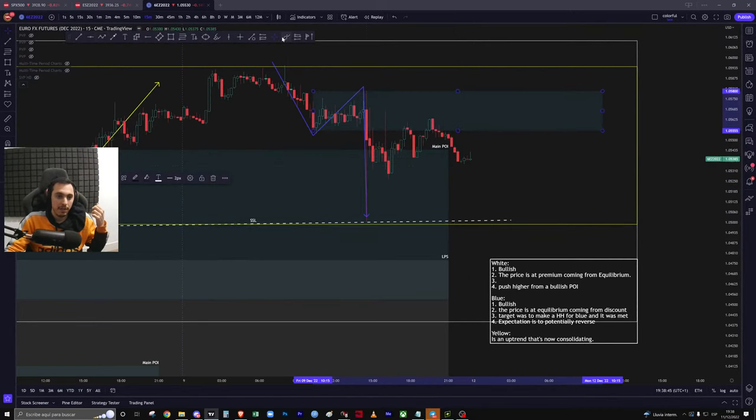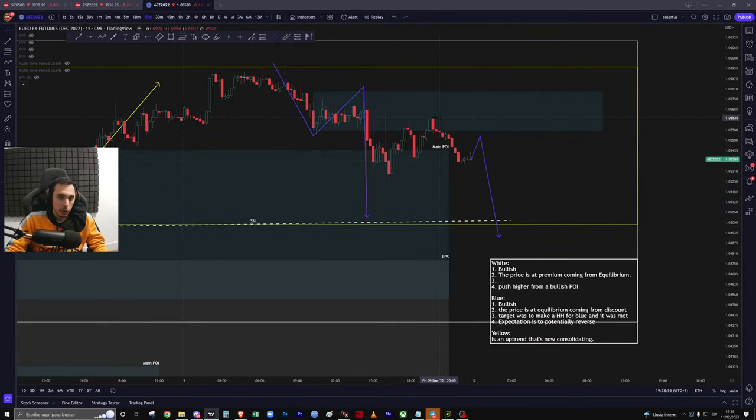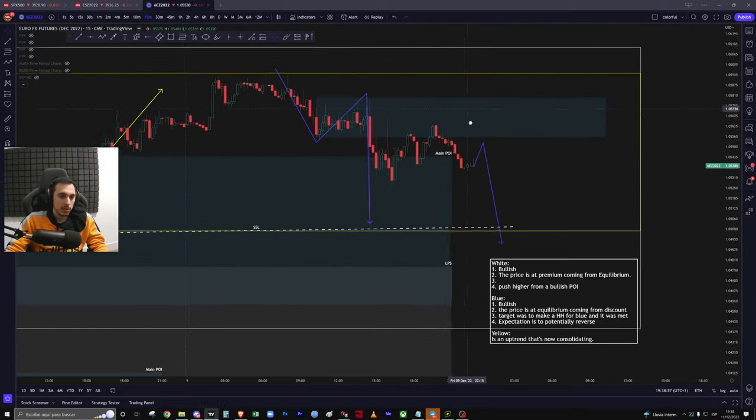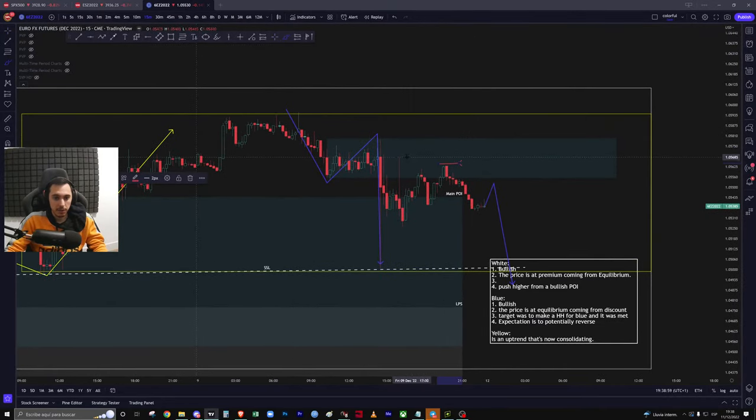So if I see a distribution here, or not a distribution actually, if I see a confirmation to go short, this is where I'm willing to go short. Not above this high, because as you can tell, everything is mitigated here. There are no imbalances left, no aggressive buyers or sellers left, no imbalance.